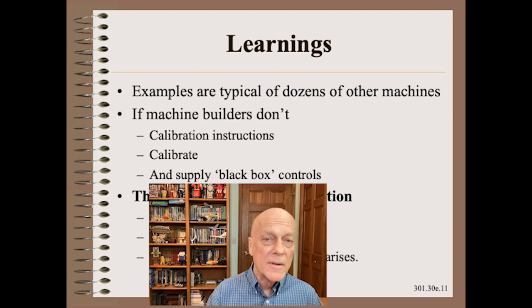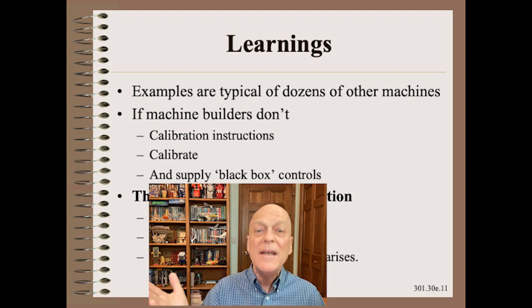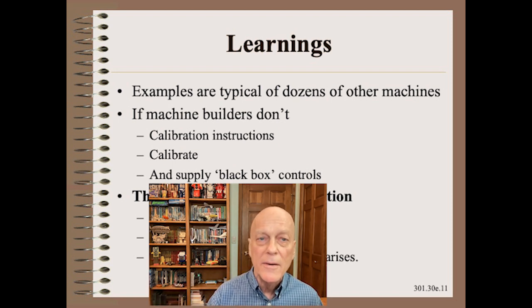These 6 examples are illustrative of dozens of other winding machines that I personally checked by calibration. How we got there is by 2 easily avoidable errors. The first is that the machine builder not only didn't provide calibration instructions, they obviously didn't do the calibrations themselves either. This is especially challenging when you have what people often call black box controls, where the customer is not even allowed to see what goes on under the hood.